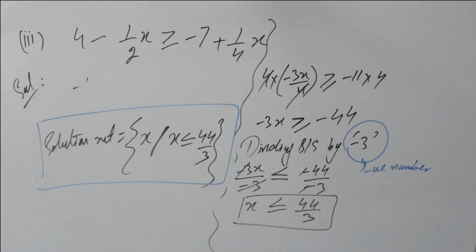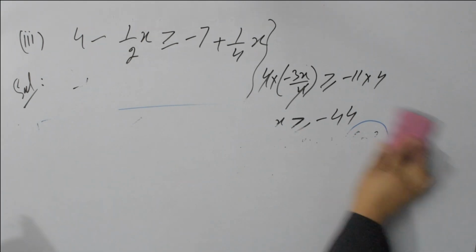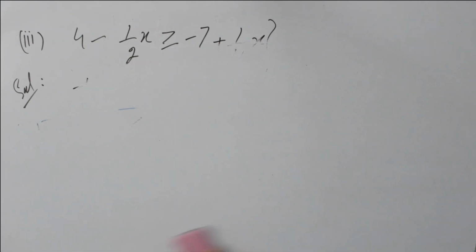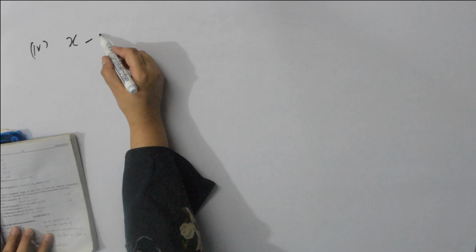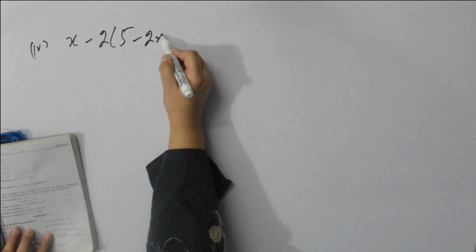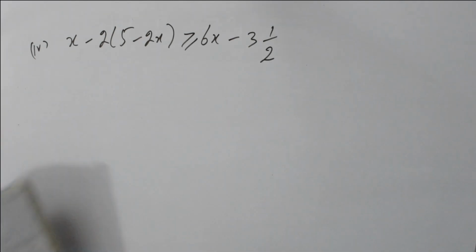Now come to the next, students, again I am doing its fourth part. Yes, there is a bracket, so let me tell you how to solve the bracket sign. Okay, what is its fourth part? The fourth part is x minus 3 whole 1 upon 2.